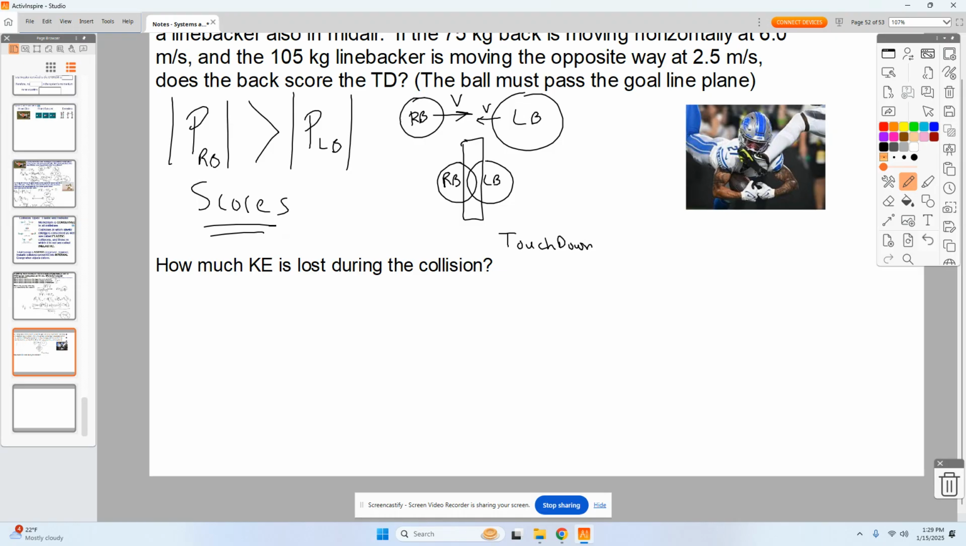And so if you had a question like this on a test, you wouldn't have to necessarily determine what their final speed was, just determine whether or not he scores. It's based on momentum. Now, you still want to find the speed, because we're going to calculate what the loss of kinetic energy is, right? So he's going to score, and then try to get through that, see if you can do it.